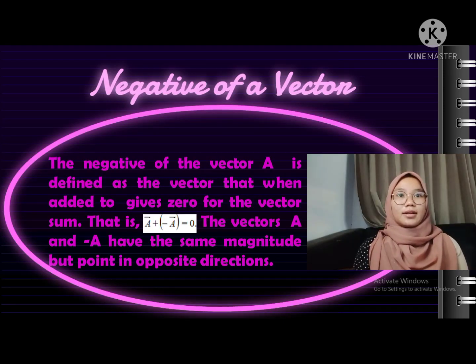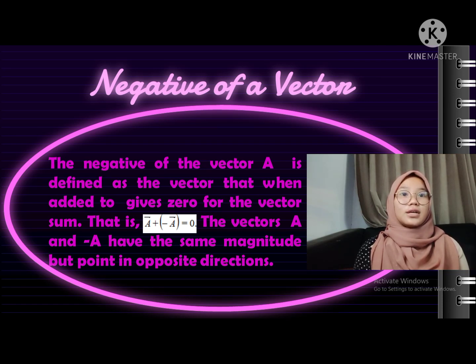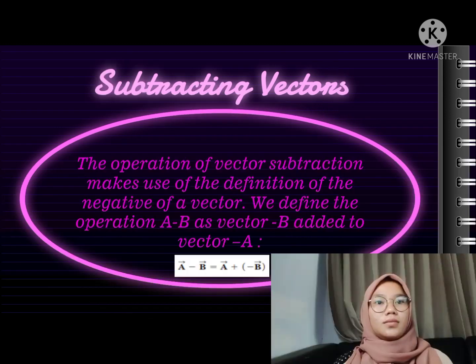Next, material negative of a vector. The negative of the vector A is defined as the vector that when added to A gives 0 for the vector sum, that is, vector A plus (minus vector A) equals 0. The vectors A and minus A have the same magnitude but point in opposite directions.